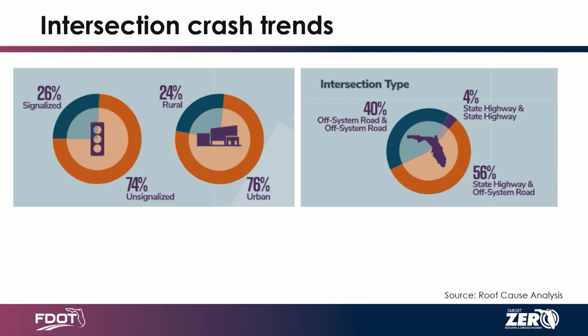There's also a lot of crashes occurring at non-state highway system facilities, and then 4% state highway and state highway roads. And so these statistics were just meant to provide an overview of the challenges that we may be facing at intersections, and the specific crash trends for fatal and serious injuries. And I'll pause here briefly if there's any questions or comments before jumping into specific countermeasures for different types.